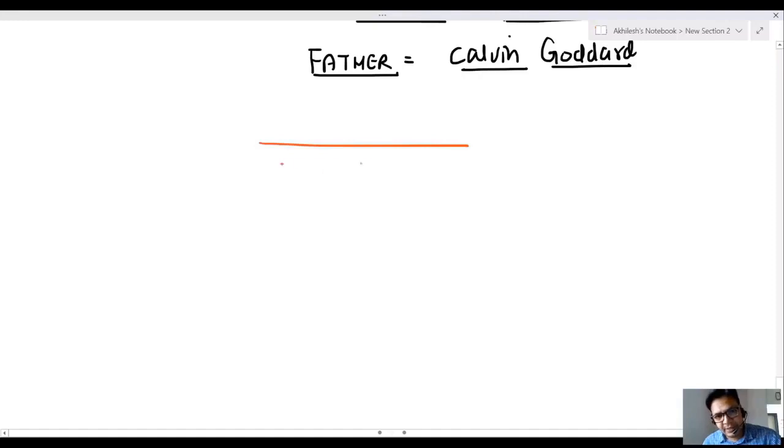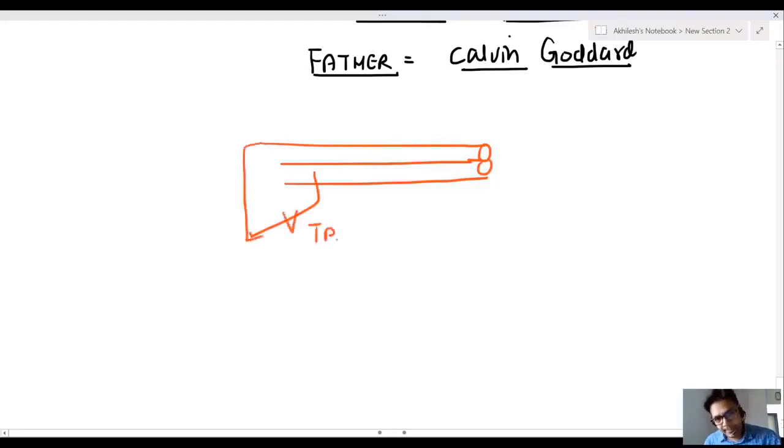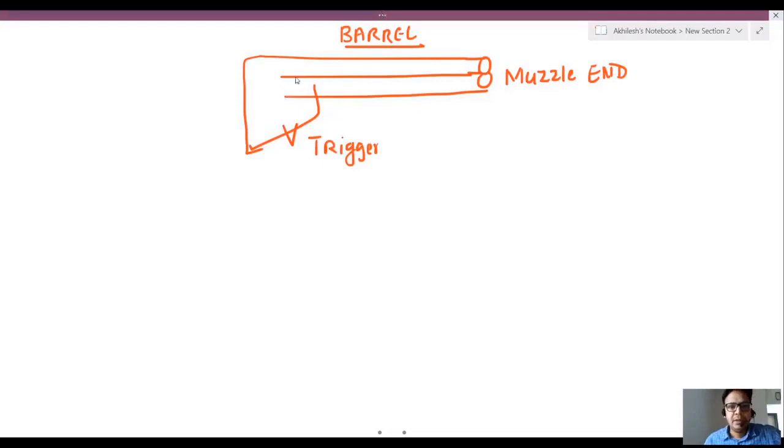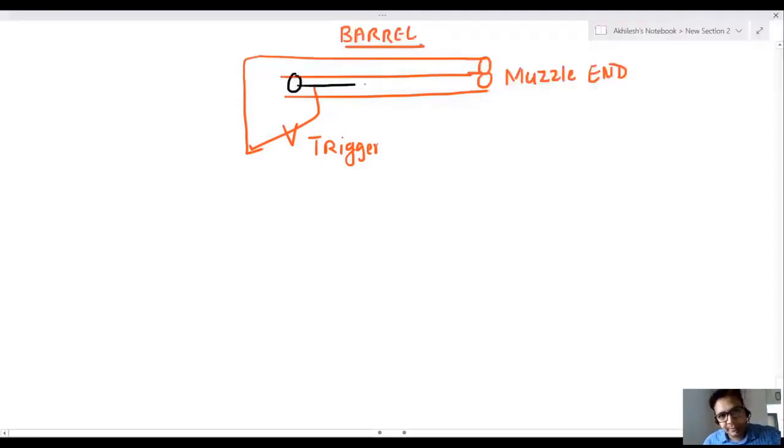Sir, see, if this is a weapon, this is a trigger, this is muzzle end, this is barrel. This is barrel, trigger, muzzle end. Now, sir, see, if the bullet is traversing inside the barrel, this branch is known as internal ballistic.